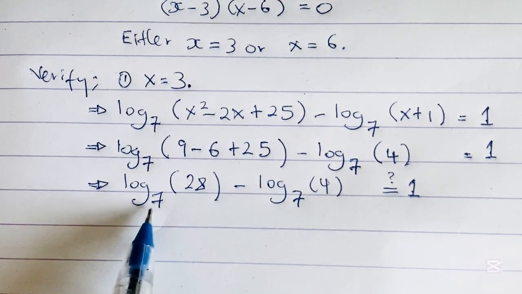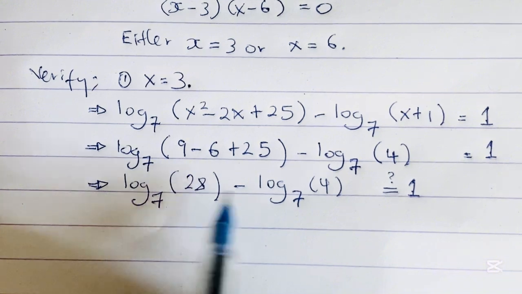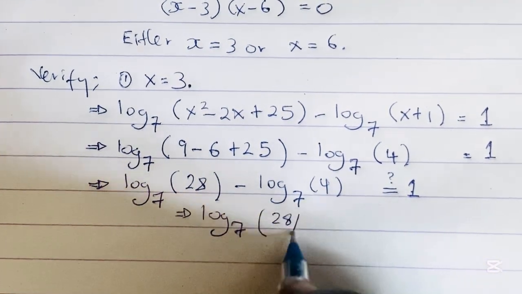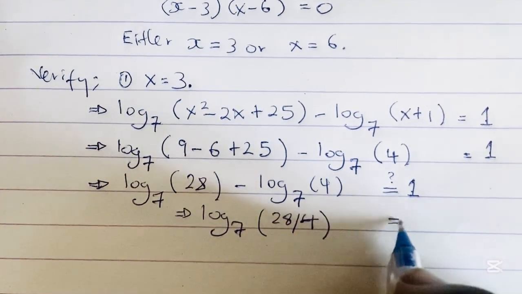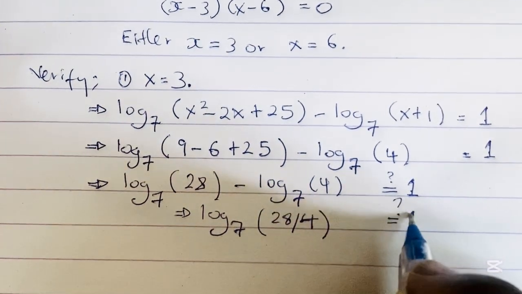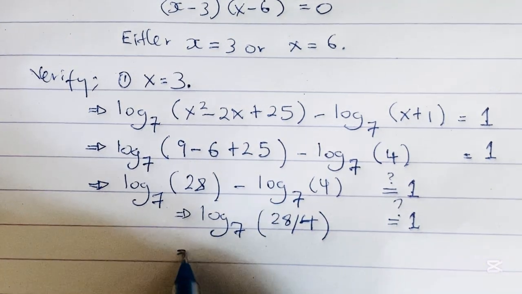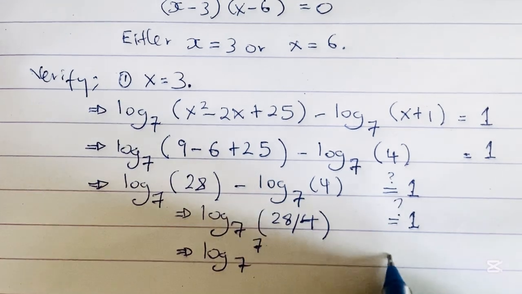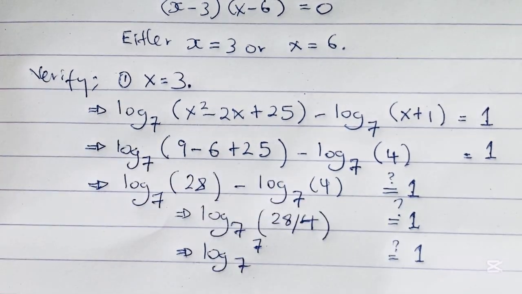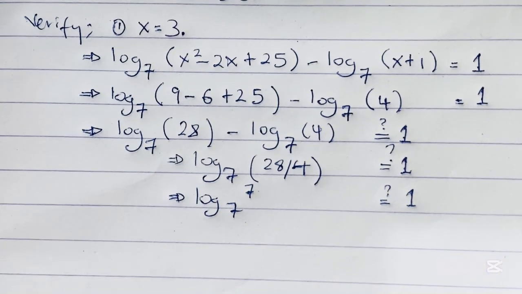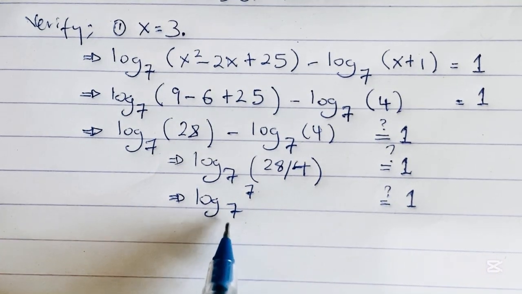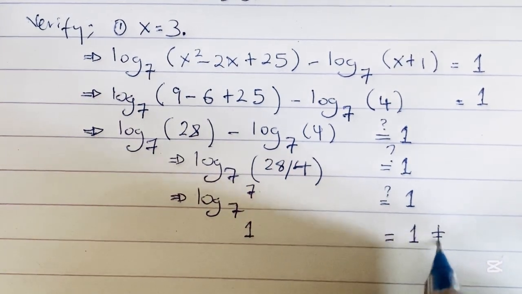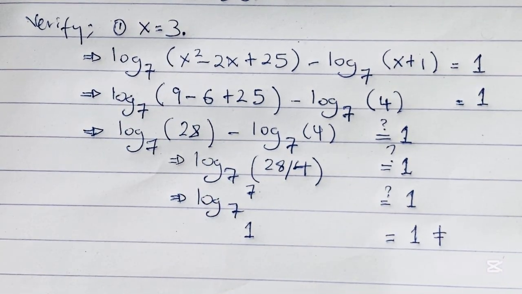So here we are going to use the quotient rule. So we are going to divide 28 by 4. So log 7 of 28 divided by 4 should give us 1. So log 7 of 7, since 28 divided by 4 is 7, should give us 1. And from the identity rule, log 7 of 7 is equal to 1. So 1 is equal to 1. Therefore x is equal to 3 is correct.